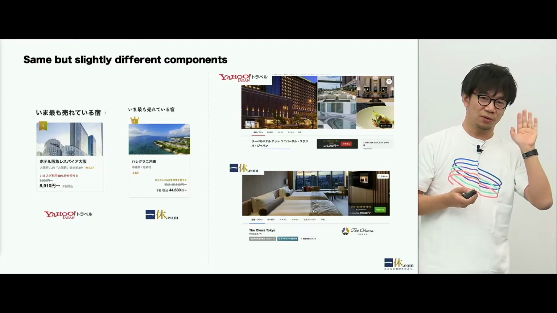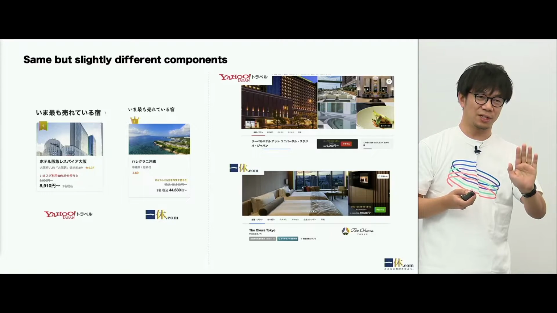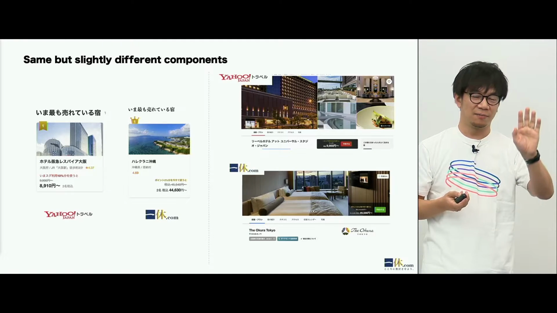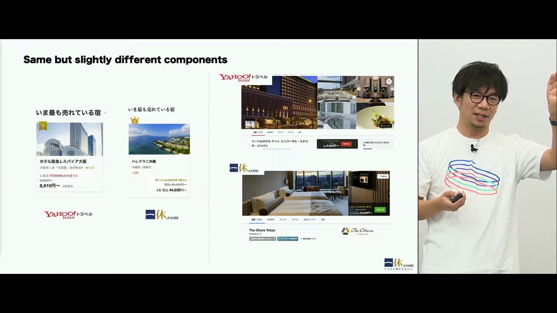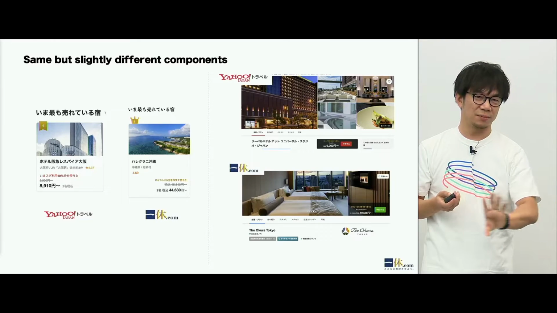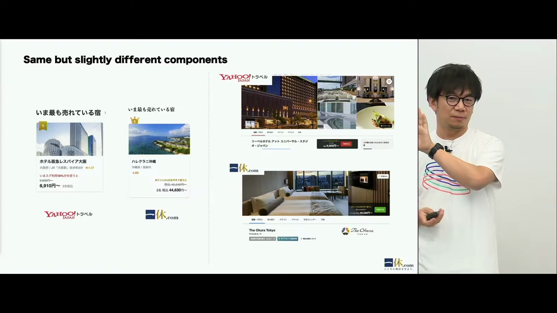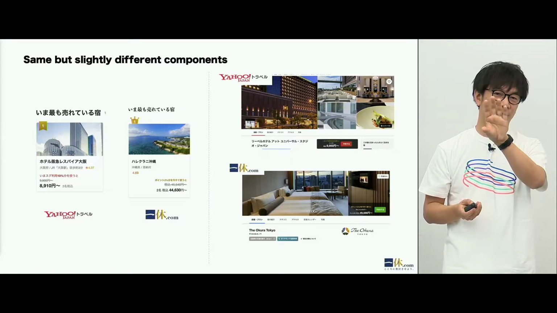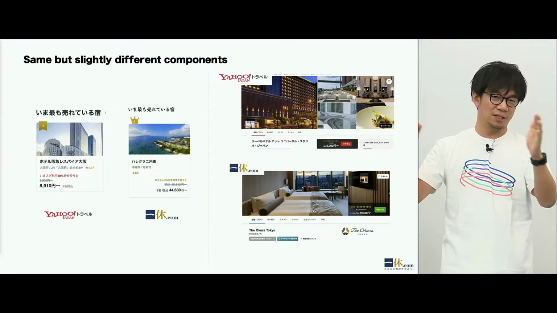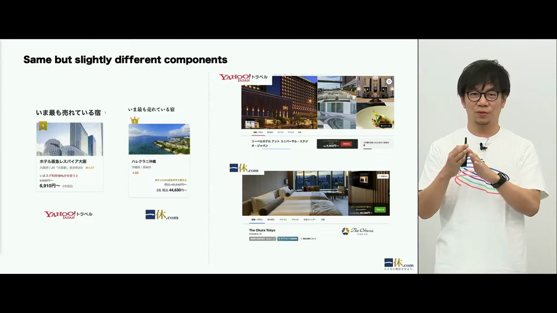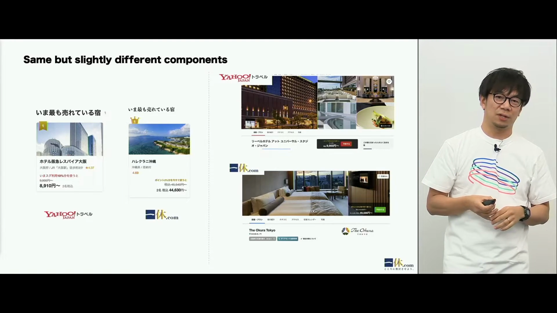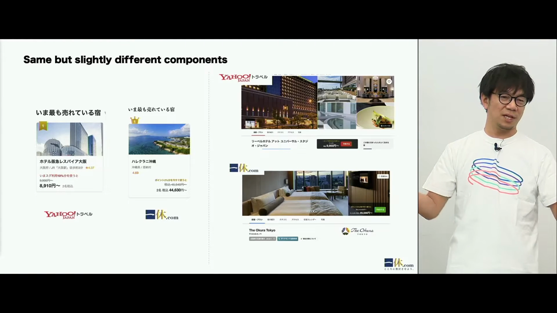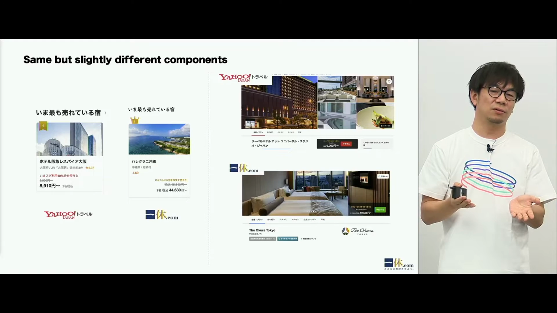Yahoo Japan Travel and EQ.com, from a distance, it might look similar, but if you get a closer look, they're quite different. For example, the hotel card on the left, and the crown is different, and also the way the price information is shown are different. And on the right-hand side, the hotel Yahoo Japan Travel has multiple photos, whereas EQ.com shows just one picture, and that is dependent on the expectation of the users.